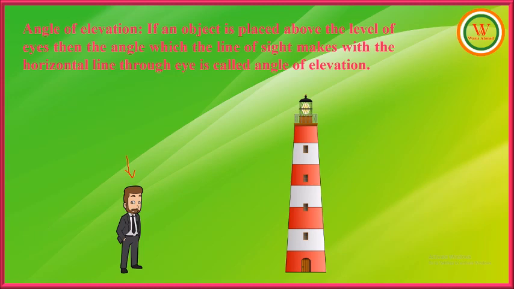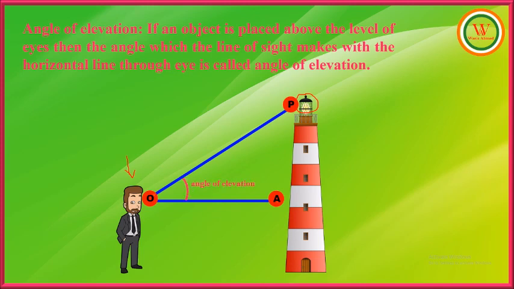The top of this lighthouse is above the level of eye of this observer. So the angle made between the line of sight, this OP, and the horizontal line, line OA, is called angle of elevation. So this angle, angle AOP, is termed as angle of elevation.